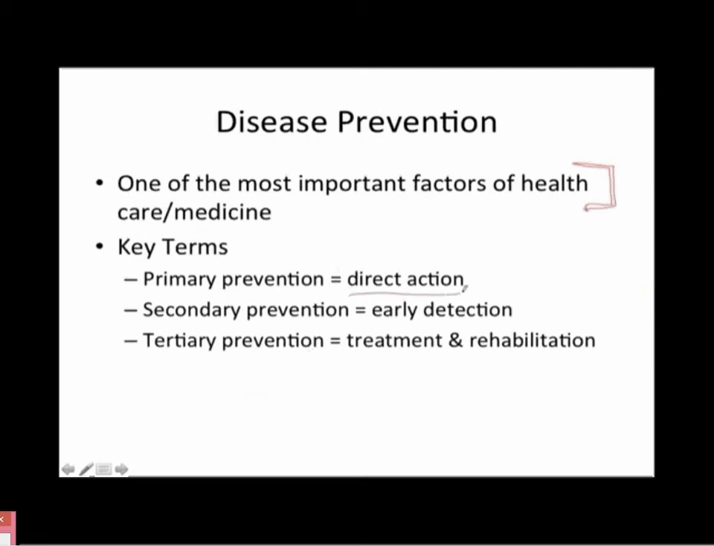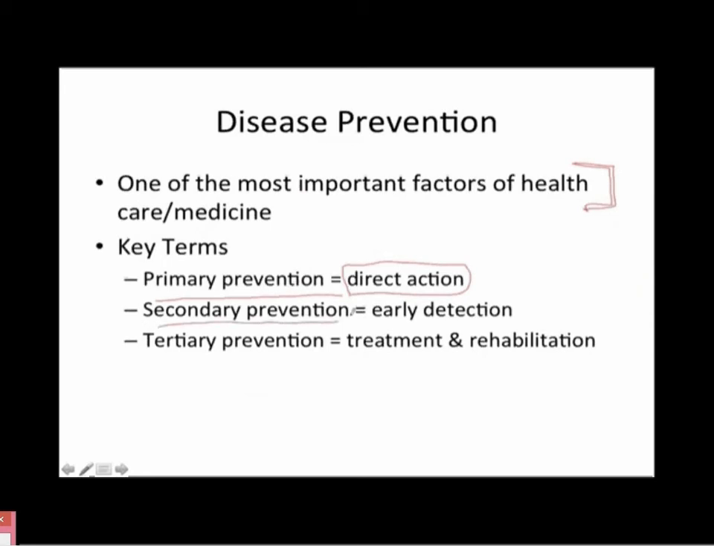Primary is when you take direct action to prevent yourself from getting injured, sick, or harmed. Like putting on a helmet when you're getting on a skateboard, wearing safety goggles, or wearing rubber gloves when you're going in to do a physical examination on a patient. All of those are examples of primary prevention. You are taking precautions yourself to not get sick or not get hurt.